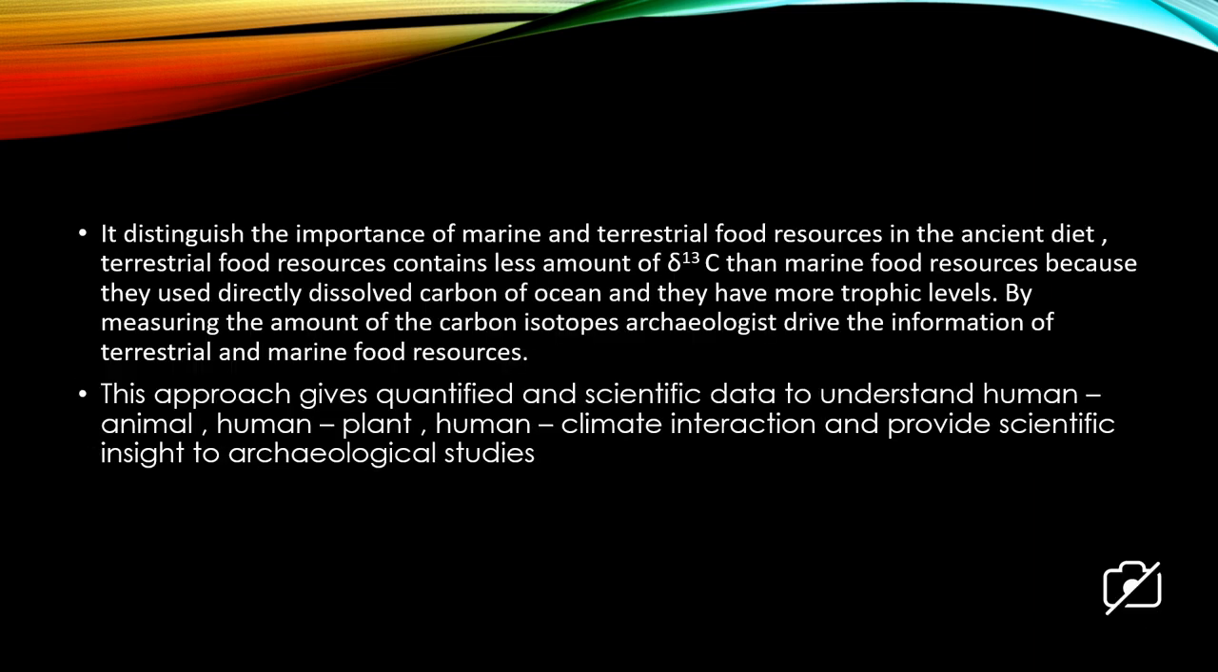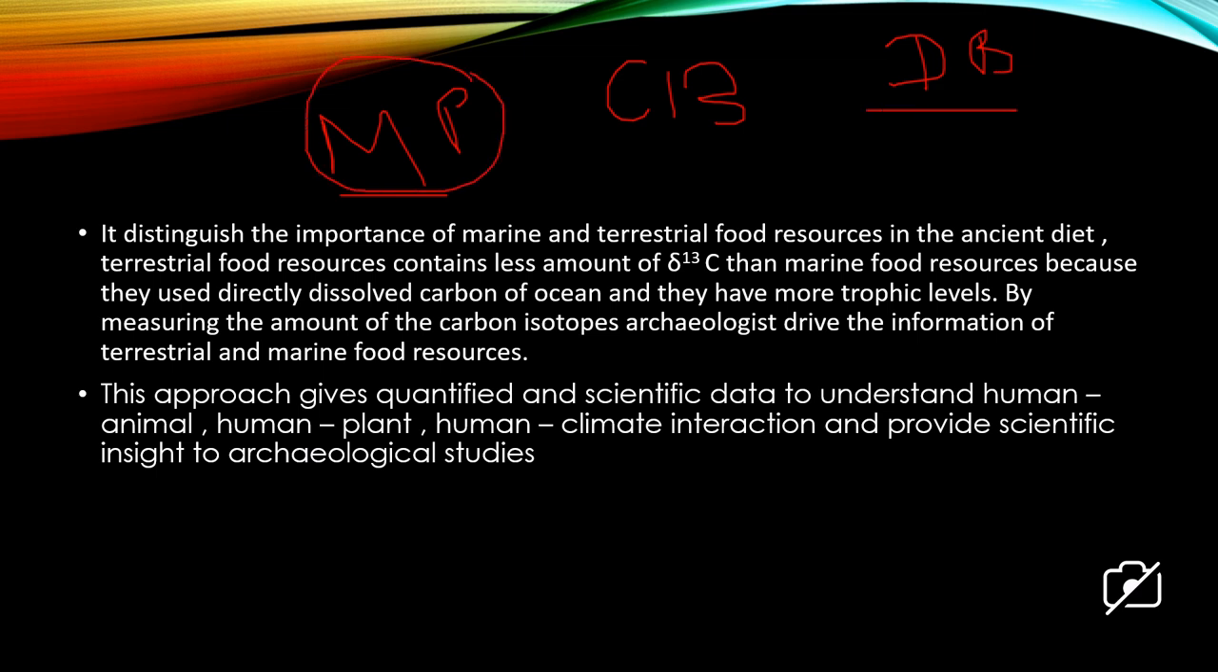This method tries to distinguish the importance of marine diet and terrestrial food diet in the ancient life of humans, because marine organisms or marine plants are always enriched in C13, the heavier isotope. They take carbon directly from dissolved carbonate in the ocean, and dissolved carbonate is always enriched in C13. That's why marine plants always show a higher, less negative delta C13 value.